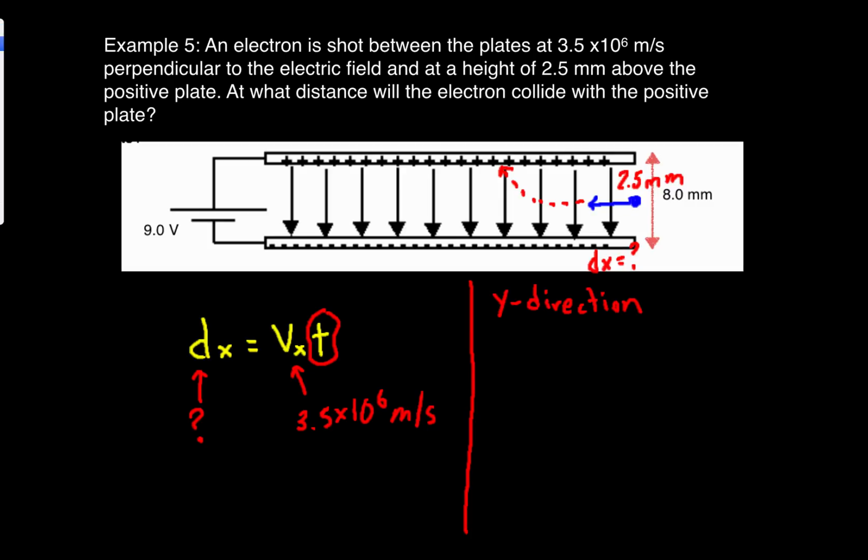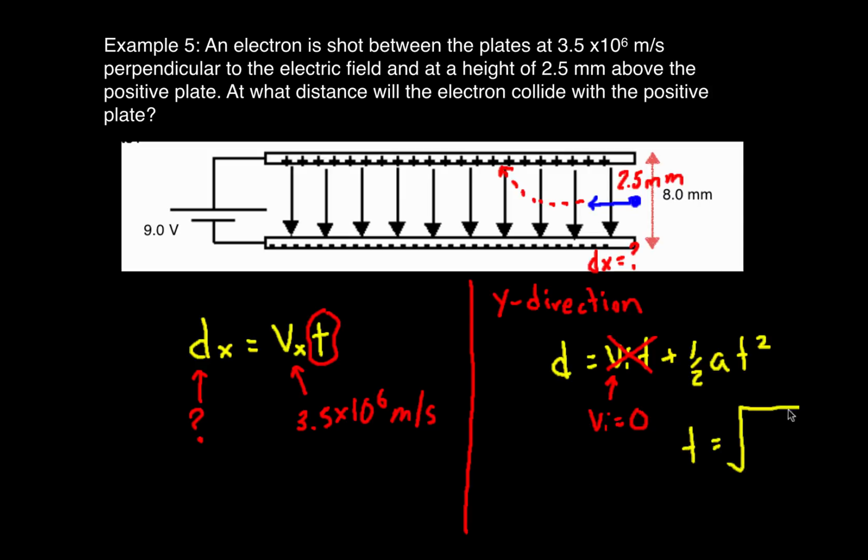Since we have the acceleration in the y direction, we can use one of the uniform acceleration equations to find t. We can use d equals vit plus 1/2 at squared to solve for t. The original velocity in the y direction was 0. That means that this whole original term, vit, goes away. We have d equals 1/2 at squared. This allows us to rearrange for t. T equals root 2d over a.